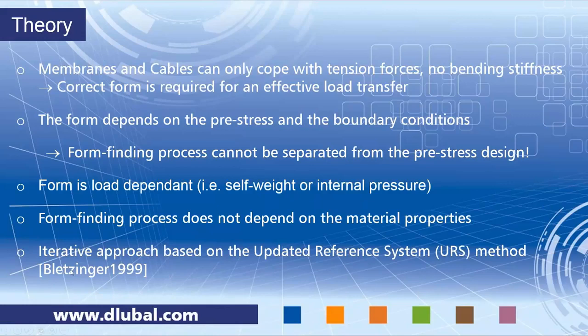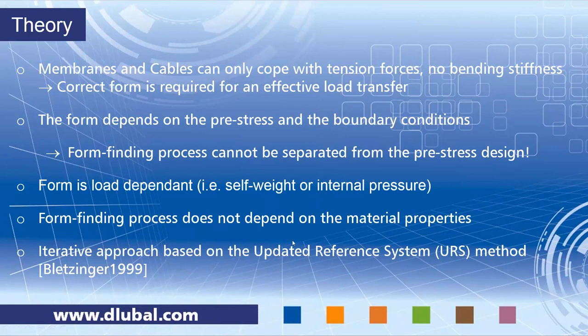The second point is that the form finding process does not depend on the material properties, just beside the zero bending stiffness, but all the other material properties are not of interest for the iterative process itself. So there's an iterative approach based on what's called the updated reference strategy method. This was invented by Professor Bletzinger in the year 1999, but it's modified since then. So if you just Google the name, you find loads of literature describing the form finding process.